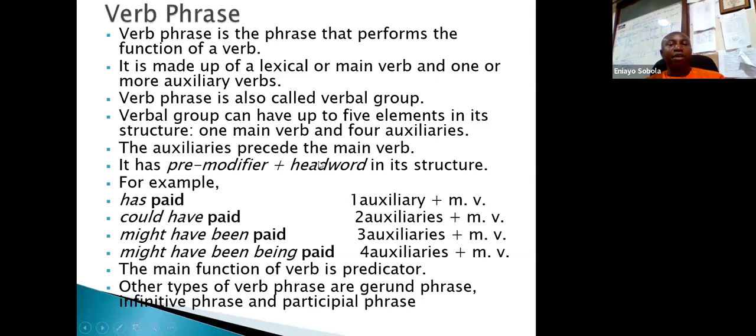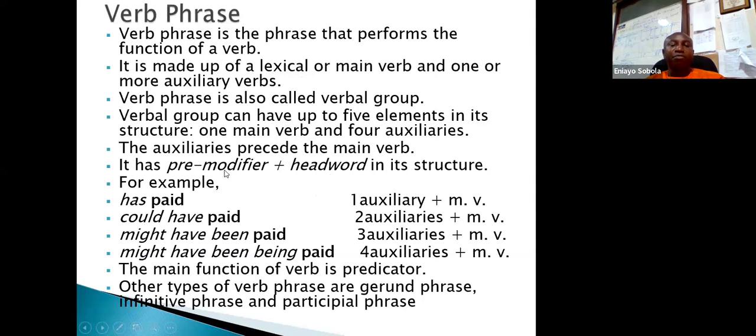So beside that, we have the verb phrase. A verb phrase has its own structure and pattern. The verb is the action word in the structure of the sentence. Likewise, the verb phrase is made up of a lexical verb and one or more auxiliary verbs. A verb phrase is also called the verbal group, which can have up to 5 elements in its structure. It has auxiliaries and also the main verb.